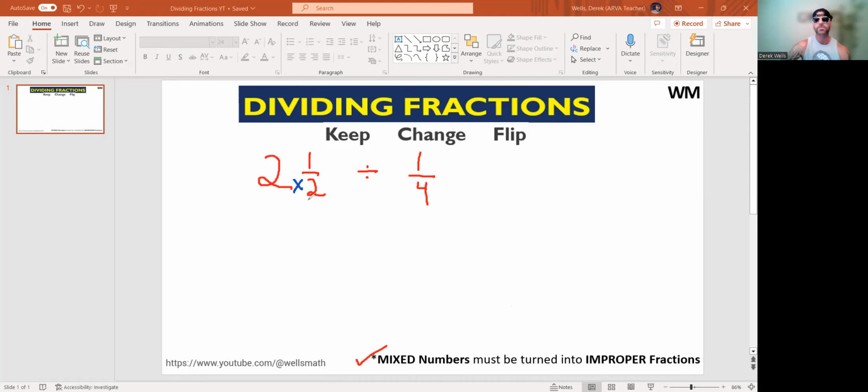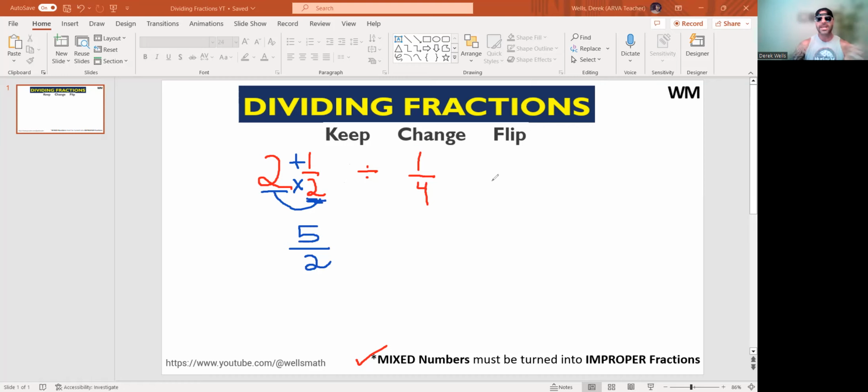To do that, you're going to multiply the denominator times the whole number. 2 times 2 is 4. Then add that number to the numerator. 2 times 2 is 4, plus 1 is 5. 5 will become your new numerator. And then you will keep your denominator the same. 2 1/2, the mixed number, is actually equal to 5/2 as an improper fraction.